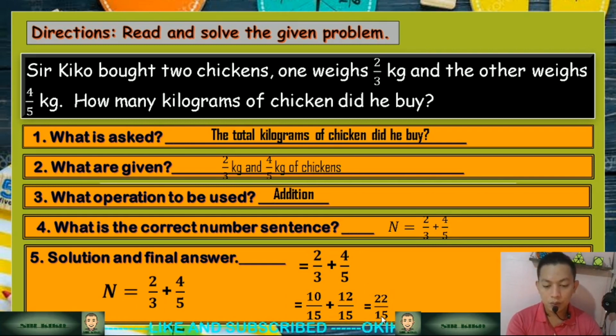And then make this into a mixed number, so the answer would be 1 and 7/15 kilograms of chicken. So this would be your final answer.